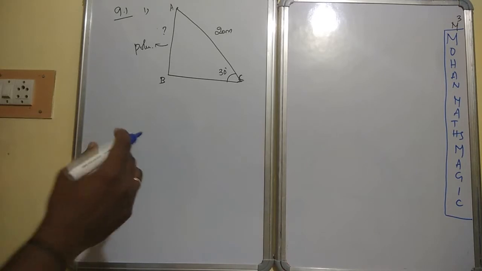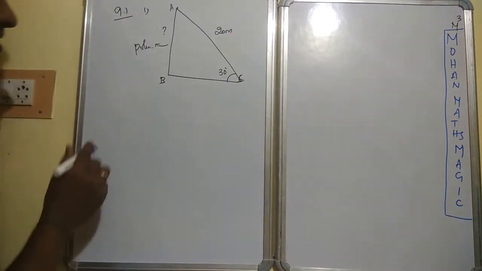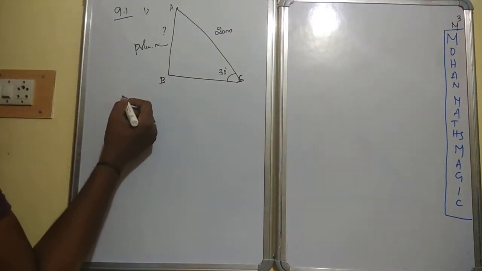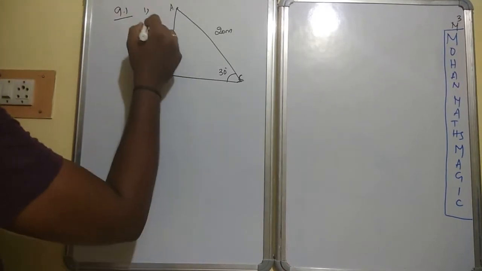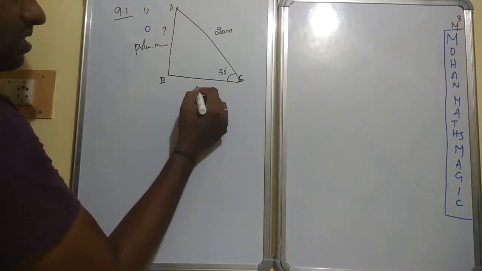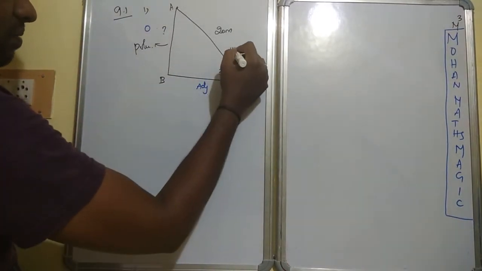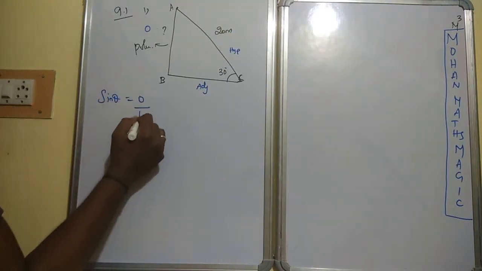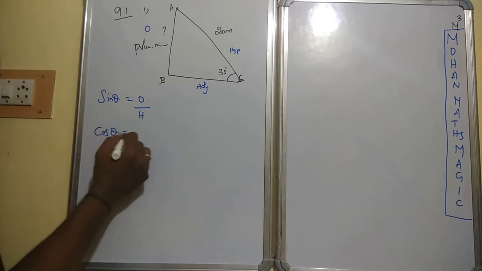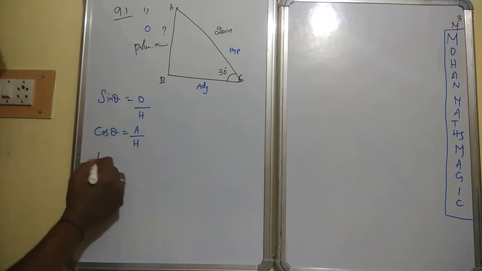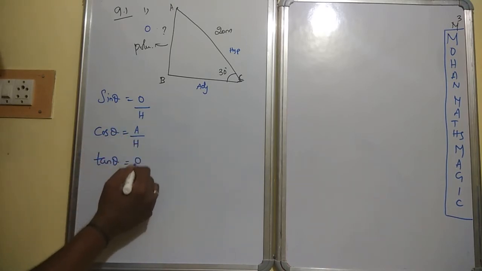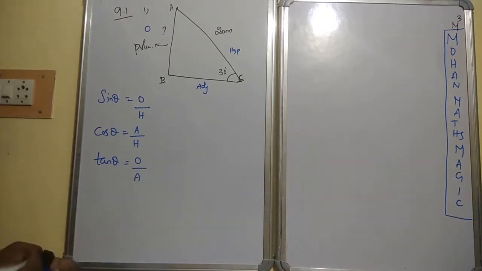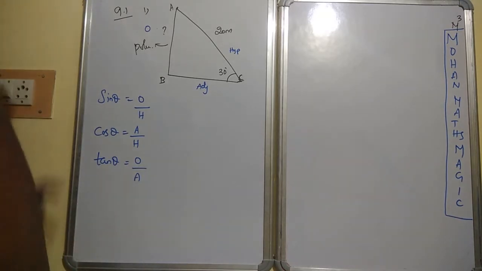One thing is, now I'll start with another basic one. Which side do we need? This is the opposite side because the angle is here. This is the adjacent side. This is the hypotenuse. So I will write the formula here. Sin theta equals opposite by hypotenuse, cos theta equals adjacent by hypotenuse, and tan theta equals opposite by adjacent side.